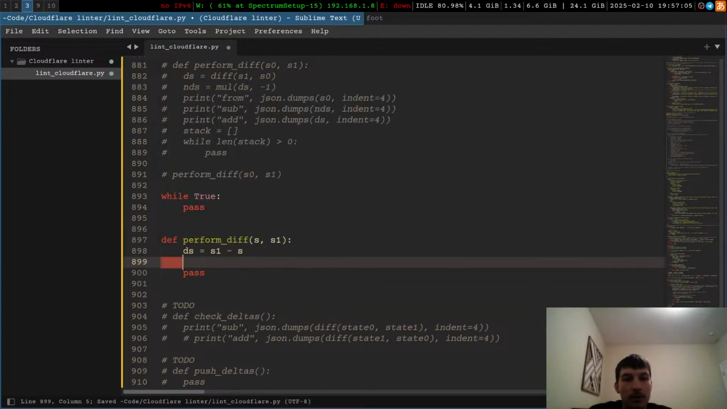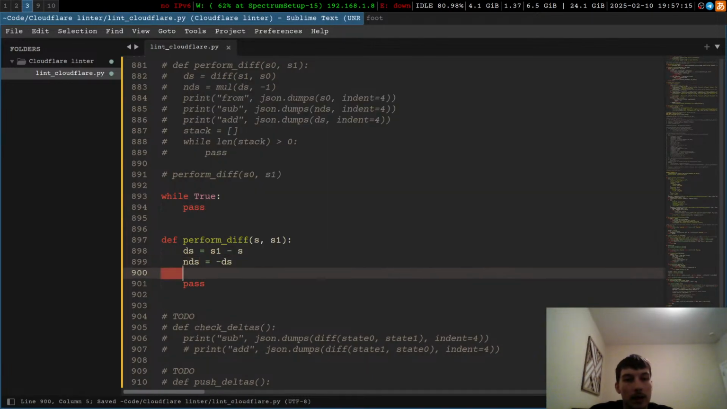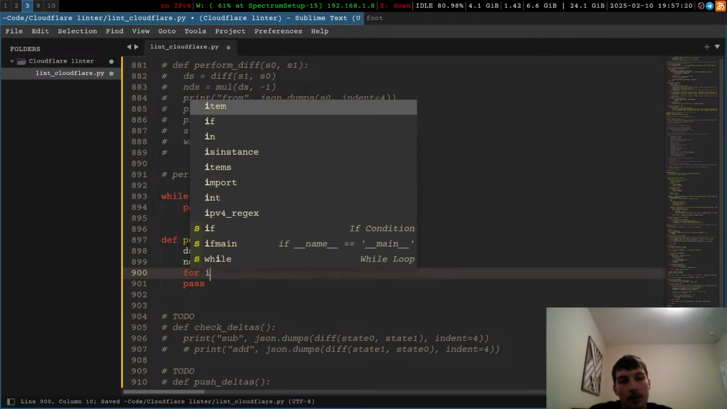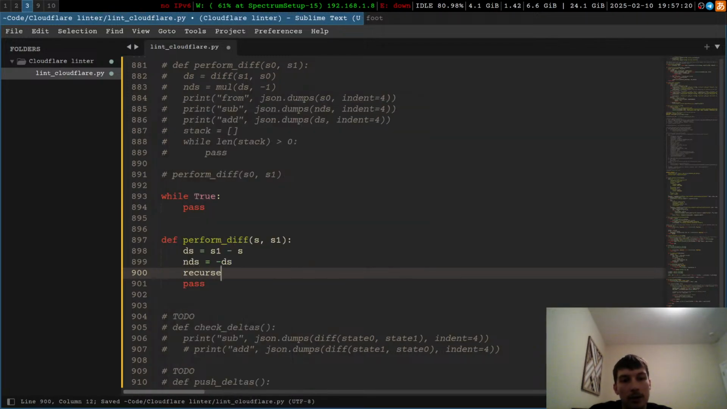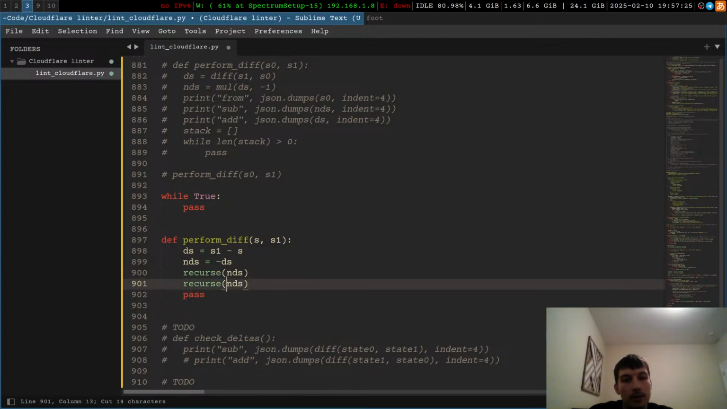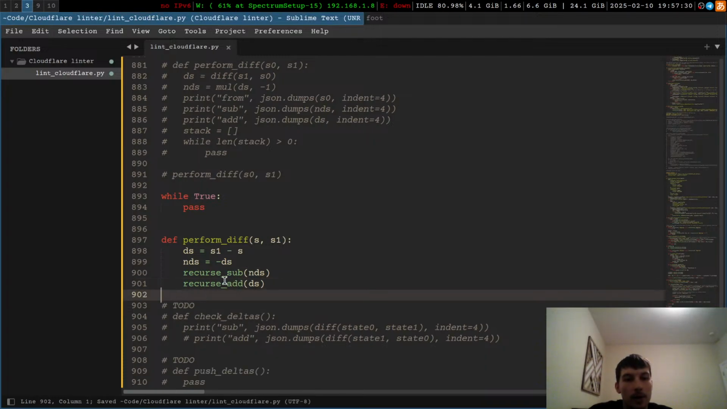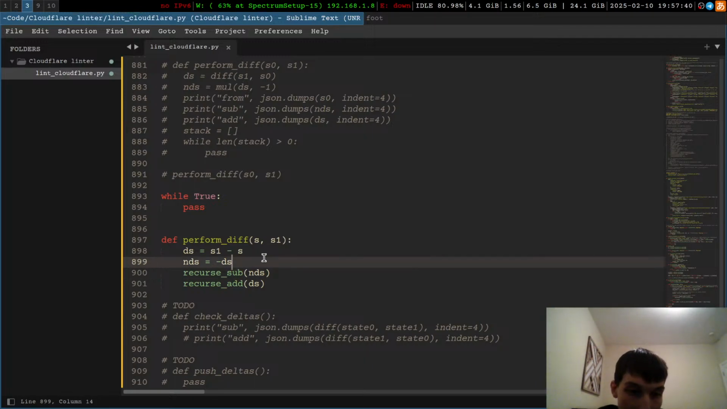And then we have like negative d state equals negative ds. And we literally just go through and recurse nds. We literally just say this, recurse sub nds and recurse add ds. And then we have to figure out the implementation details of these. Oh, I'm sorry. No, this is completely contradictory to what I just described to you guys.